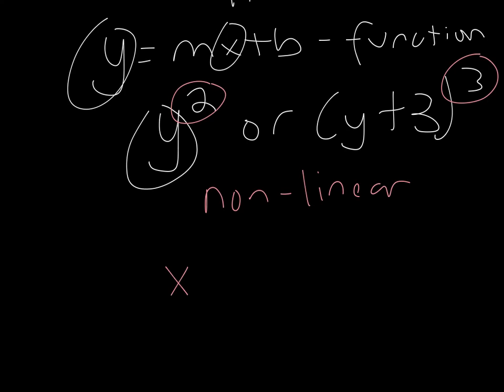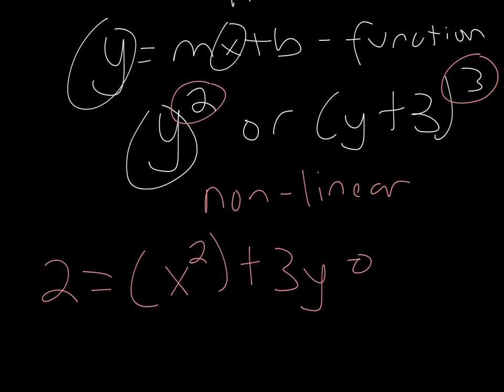If your x has an exponent, or you see something like y equals 2 plus x squared, because the x has the exponent with it, anytime the x has the exponent, it is linear.